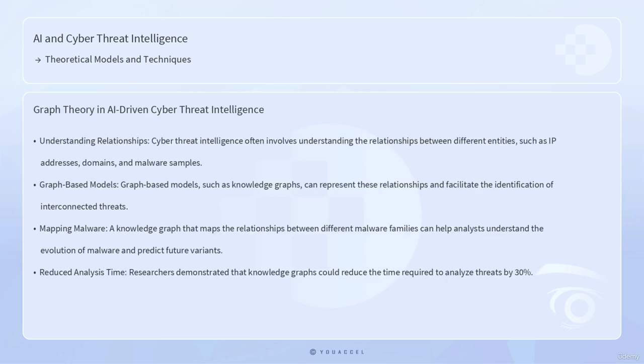Graph theory also plays a crucial role in AI-driven cyber threat intelligence. Cyber threat intelligence often involves understanding the relationships between different entities, such as IP addresses, domains, and malware samples. Graph-based models, such as knowledge graphs, can represent these relationships and facilitate the identification of interconnected threats. For instance, a knowledge graph that maps the relationships between different malware families can help analysts understand the evolution of malware and predict future variants. In a study on using graph theory for cyber threat intelligence, researchers demonstrated that knowledge graphs could reduce the time required to analyze threats by 30%.